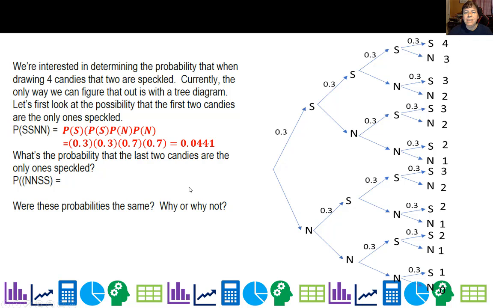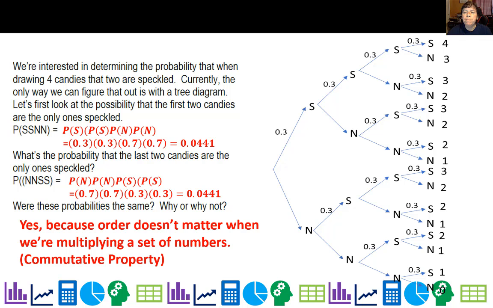So what's the probability the last 2 candies are the only ones speckled? Well, it's the same idea, right? I just do 0.7 times 0.7 times 0.3 times 0.3, and I get 0.0441. So about 4.4% probability. Were these probabilities the same? Why or why not? Yes, they were, because it's the same number of speckled candies and the same number of unspeckled candies. All I changed was the order, and order doesn't matter when we multiply. Remember the commutative property where you can switch things?